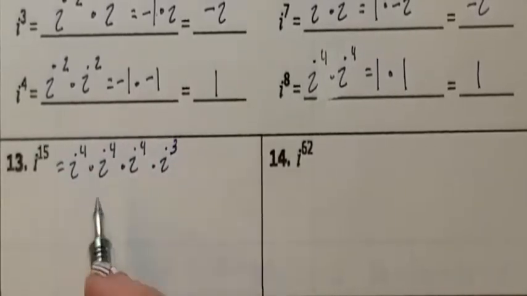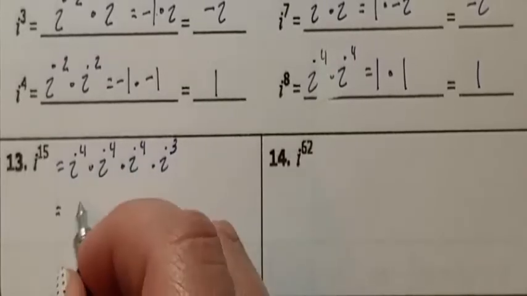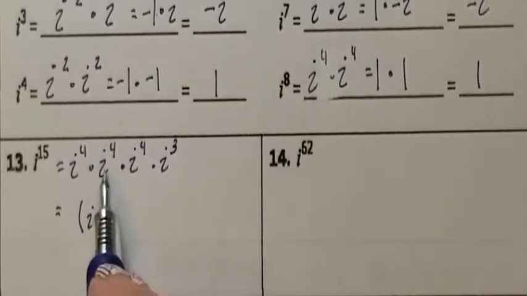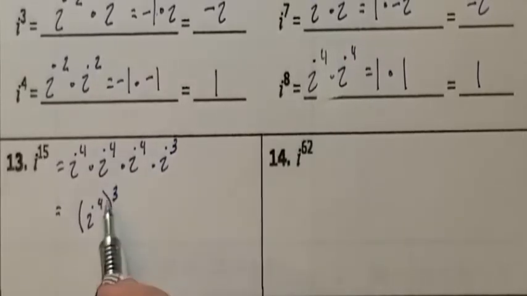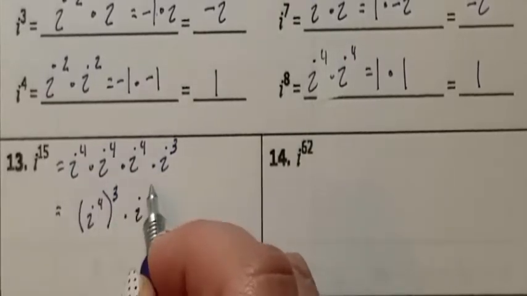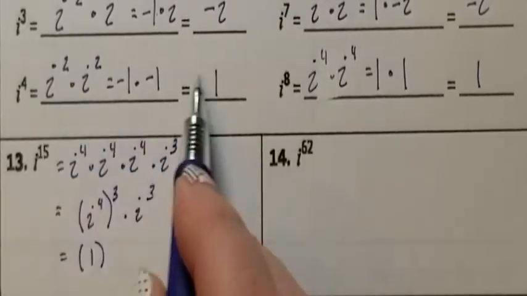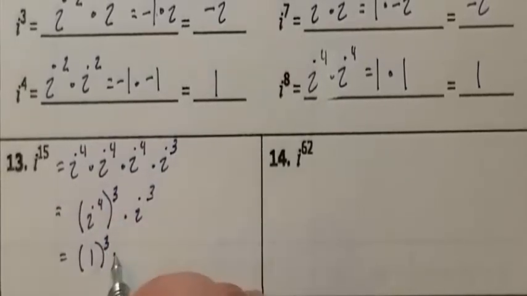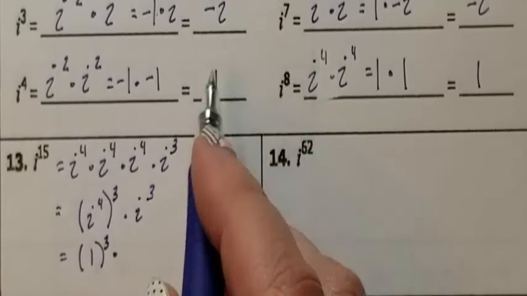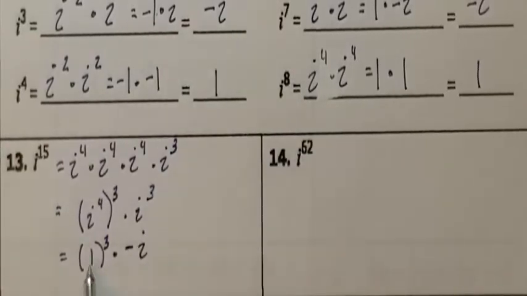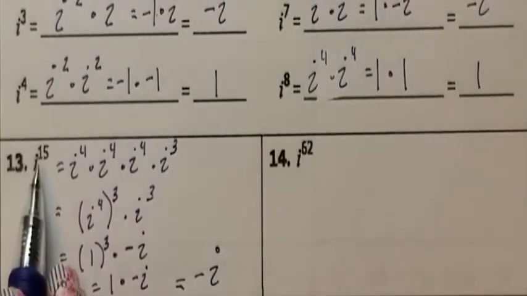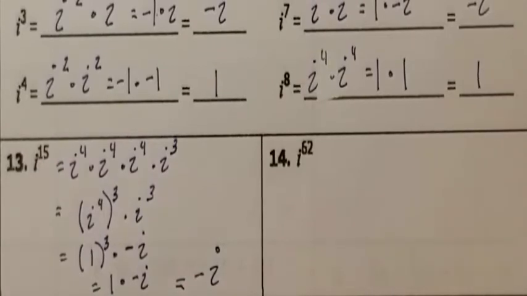There's another way that you could have written this. How many times did I see i to the fourth? I see that i to the fourth was 3 times. 3 times 4 was 12. And then I see that I had an i to the third. I to the fourth is 1, so that's 1 to the third times i to the third, which is negative i. What is 1 to the third? That is 1, times what we already simplified, negative i. So what is 1 times a negative i? This is negative i. You just simplified i to the 15th, and it is negative i.